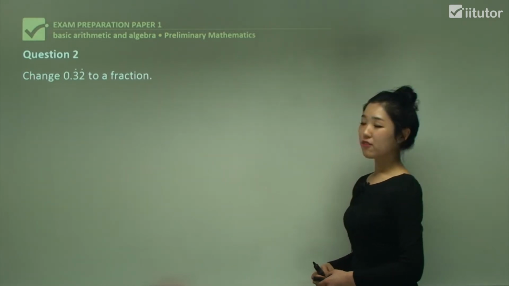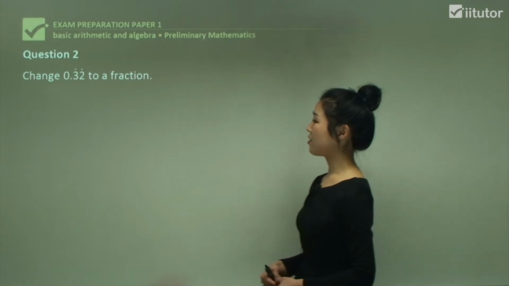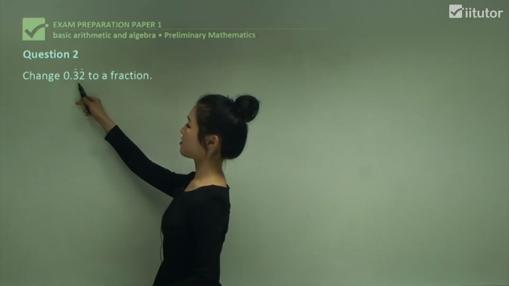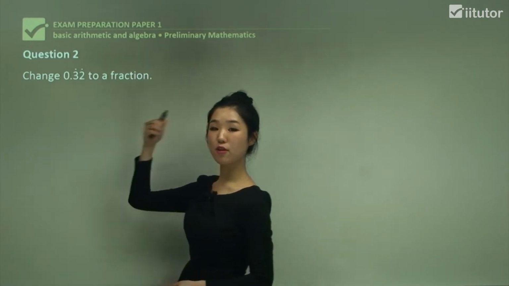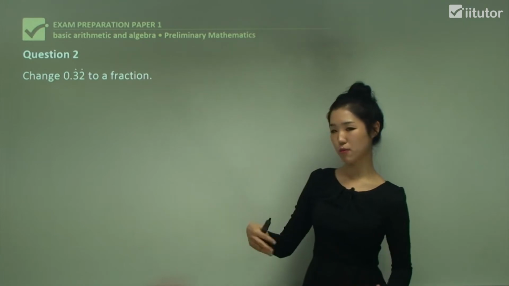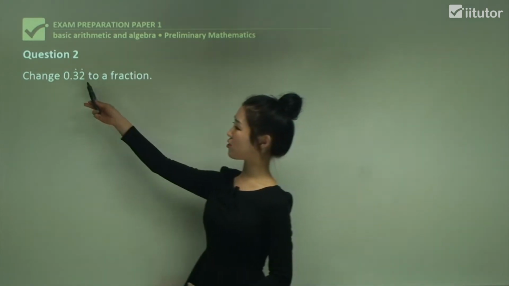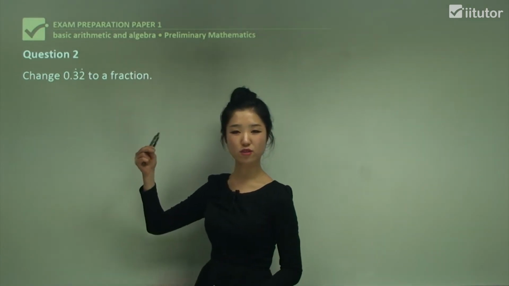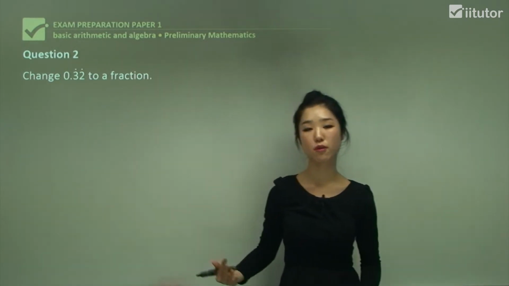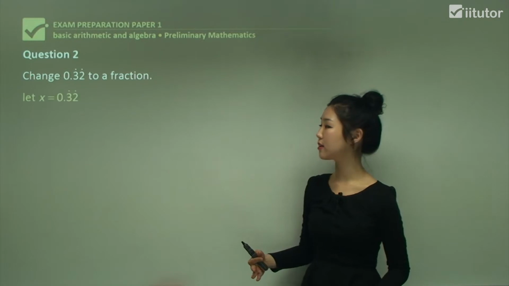Now question 2, we've got a similar question. It says change 0.32 to a fraction, and you see that this decimal also has some dots on top of the numbers. And this time you can realize that it's different to the previous question because it has two dots on top of the two numbers. So 3 and 2 are both recurring. Okay, so it's going to look like this.